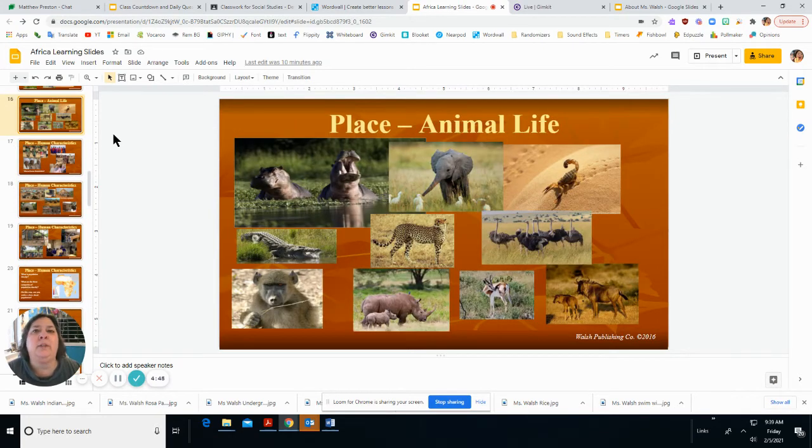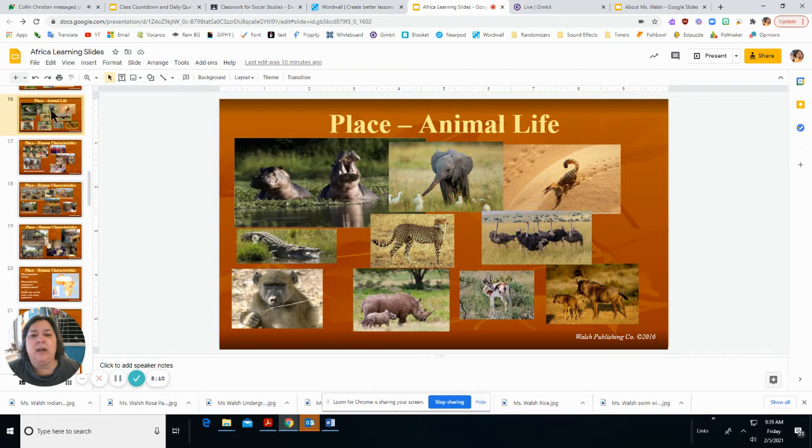So place, animal life. We look at animals when we look at a place, and there are very many different kinds of animals in Africa, depending on what part of the continent you are in. If you are in the rainforest, you would have rainforest animals. If you are in the desert, you would have desert animals. If you are in the savanna, you would have savanna-like animals. Here's an example of savanna. Grasslands is another word for savanna.